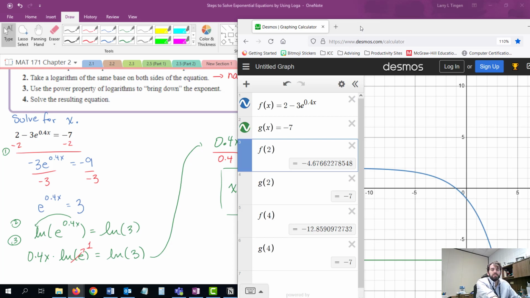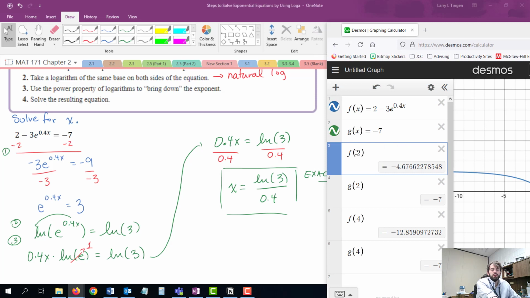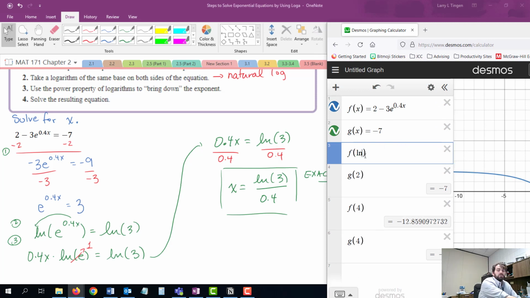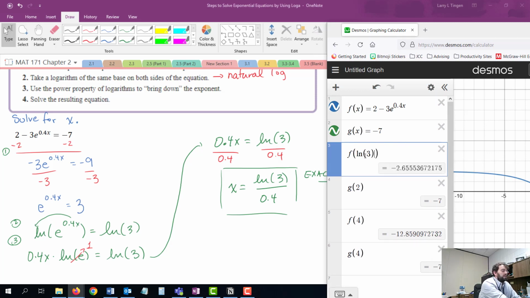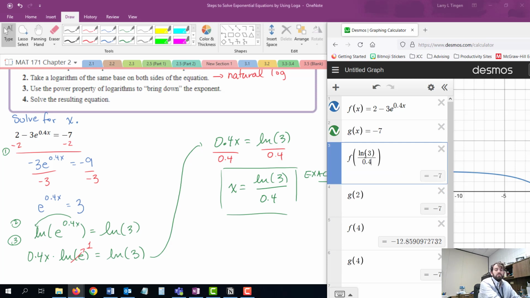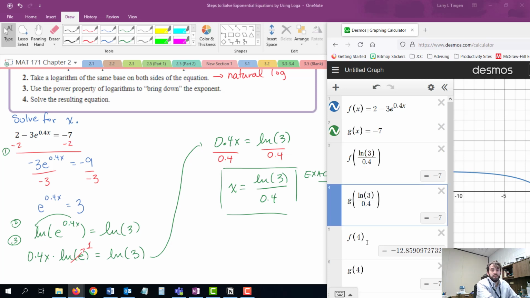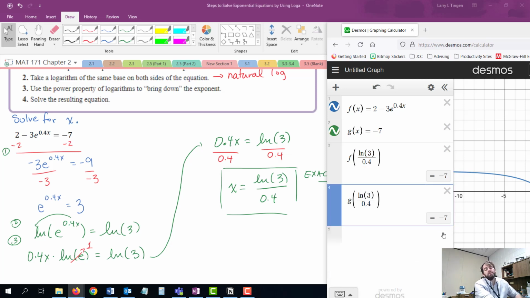So what did we say my solution was? My solution was the natural log of 3 divided by 4/10. And then for g of x, I plugged in the same x. If you're looking at me and saying, hey, I could have told you it was going to be -7 because the whole right side is -7, it just doesn't matter what x is, you get -7. You're absolutely right.